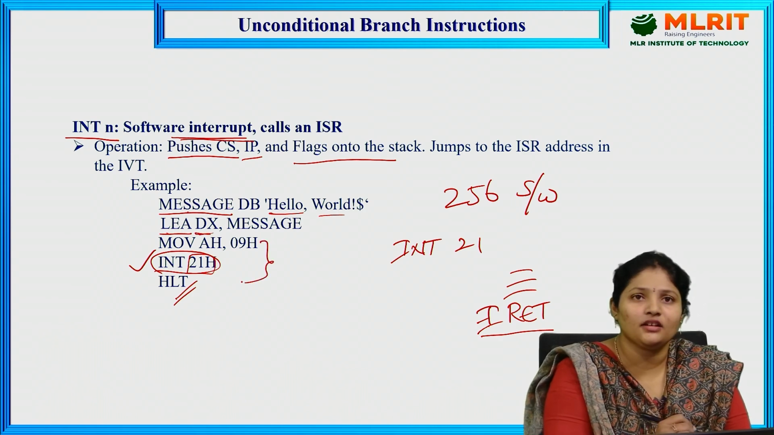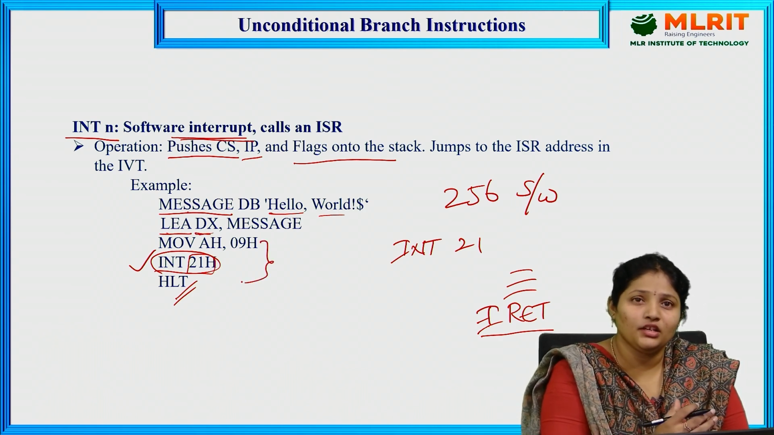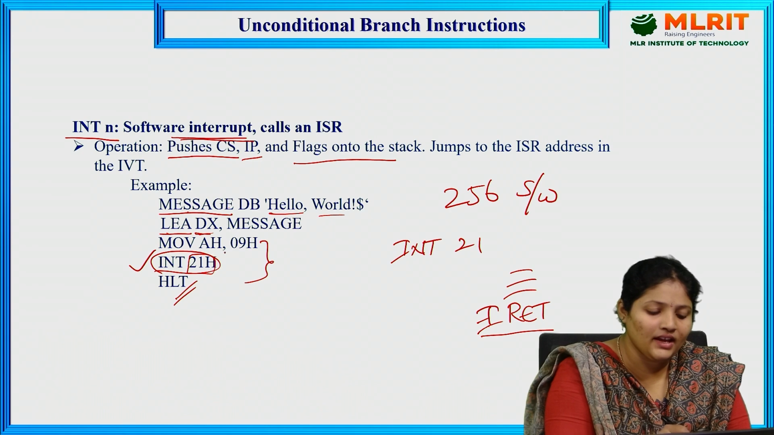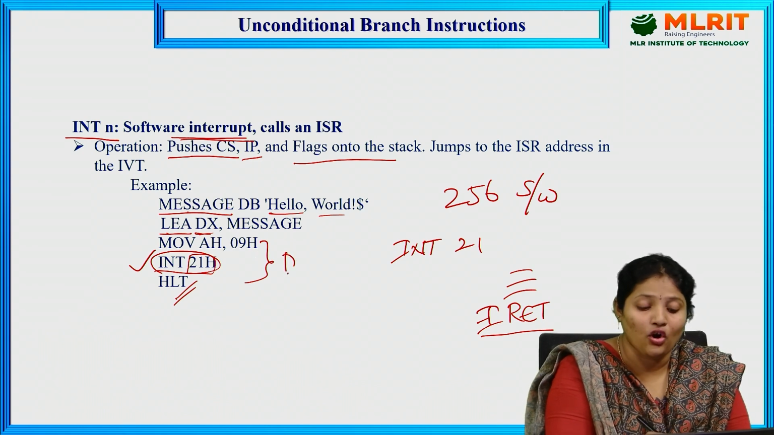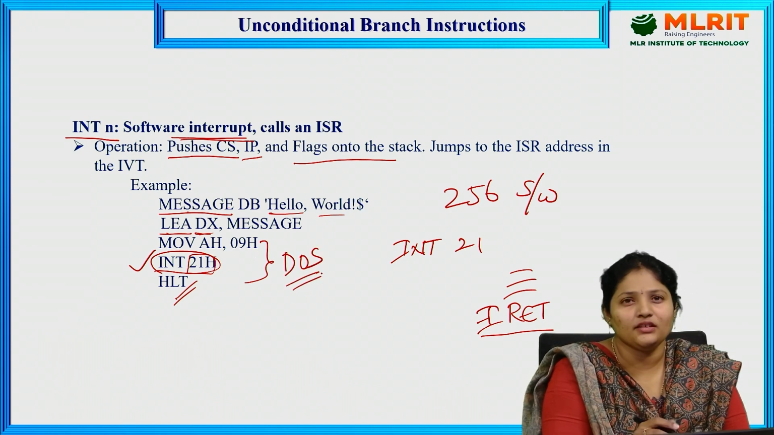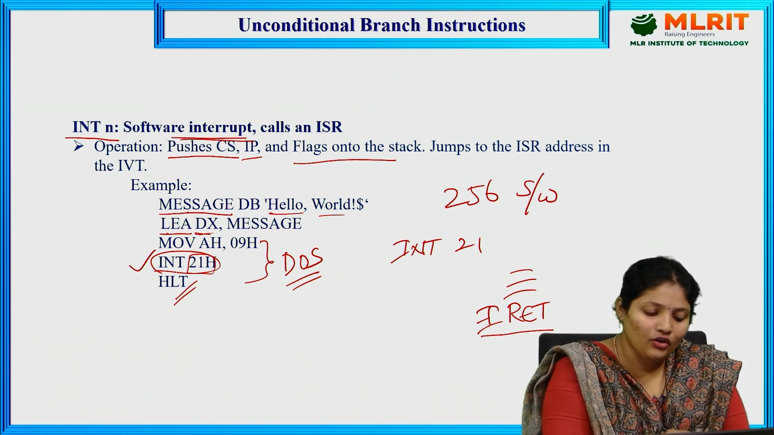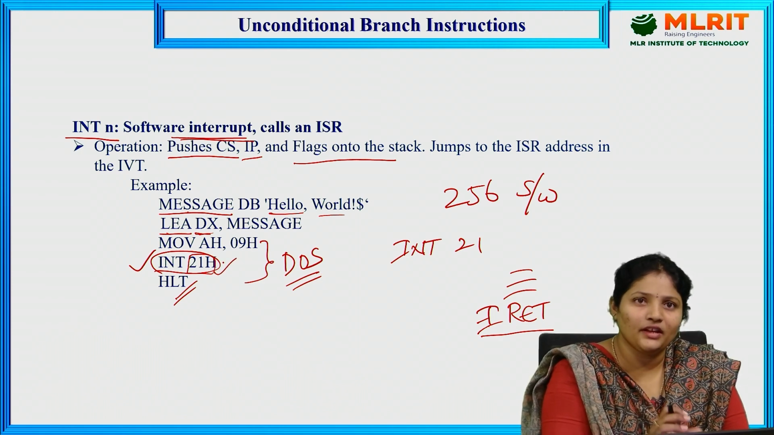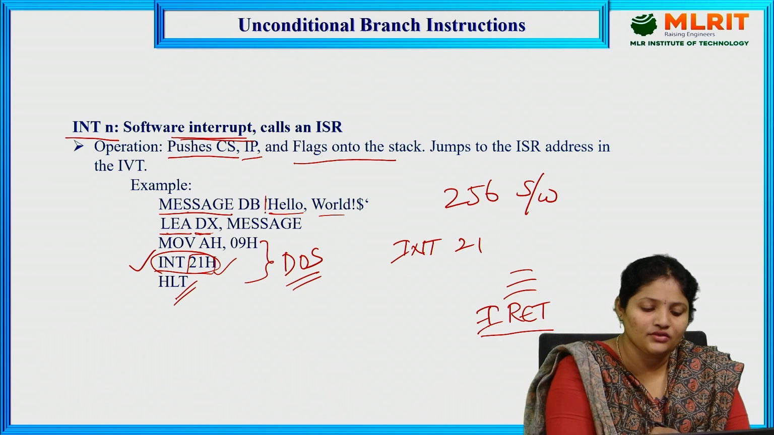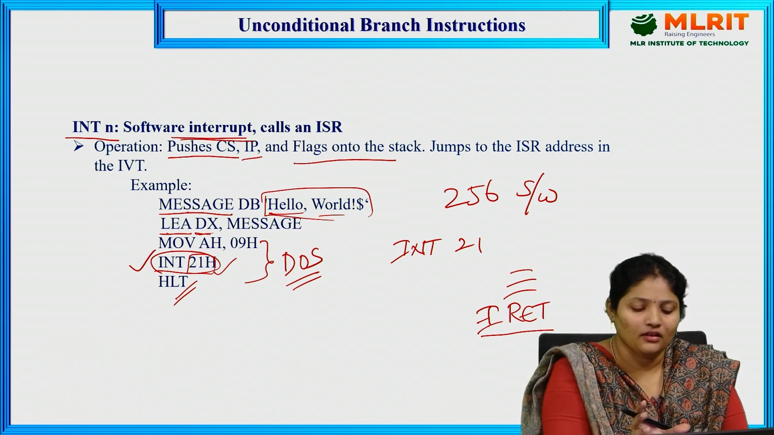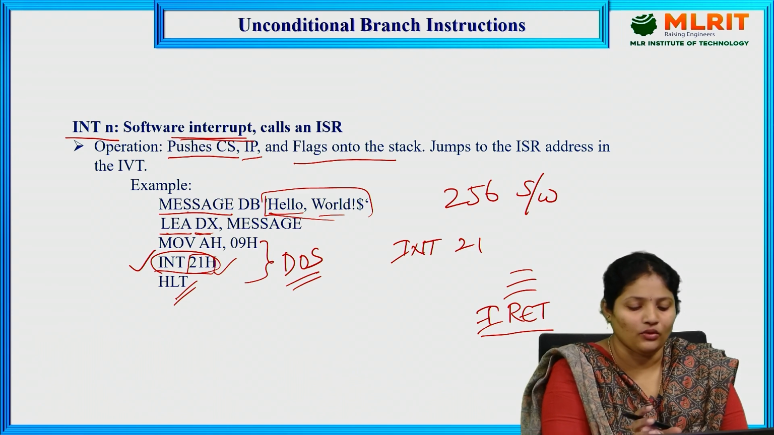Now these two are the interrupts which are used to execute the display of the string which we have. So MOV AH, 09H is the DOS interrupt which is used to display the whole string. That DOS interrupt followed by INT 21H interrupt, then only whatever string we have mentioned in the program will get executed, and in the console we can see the hello world.